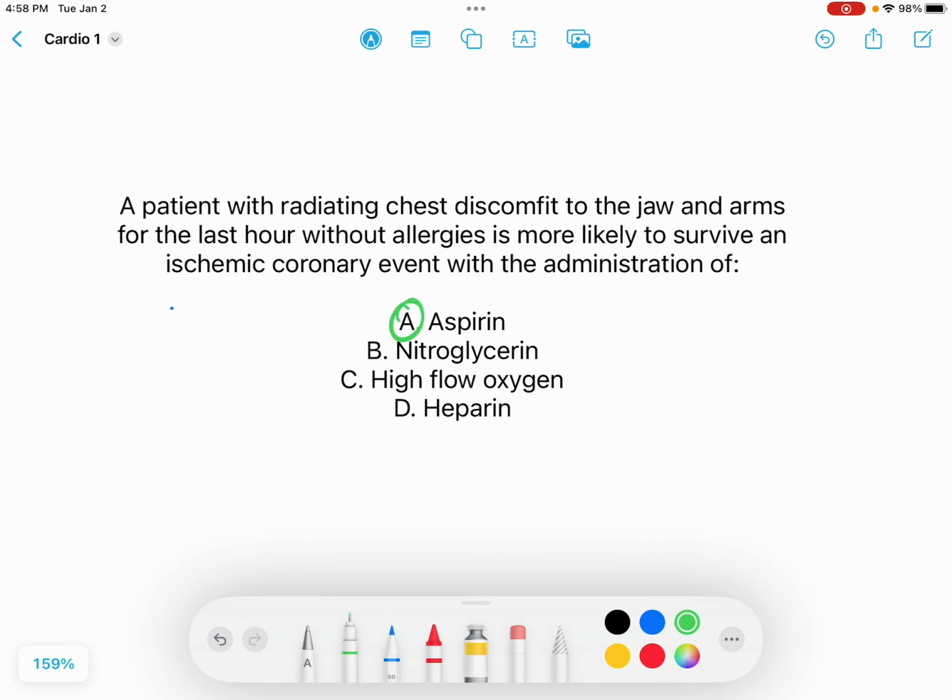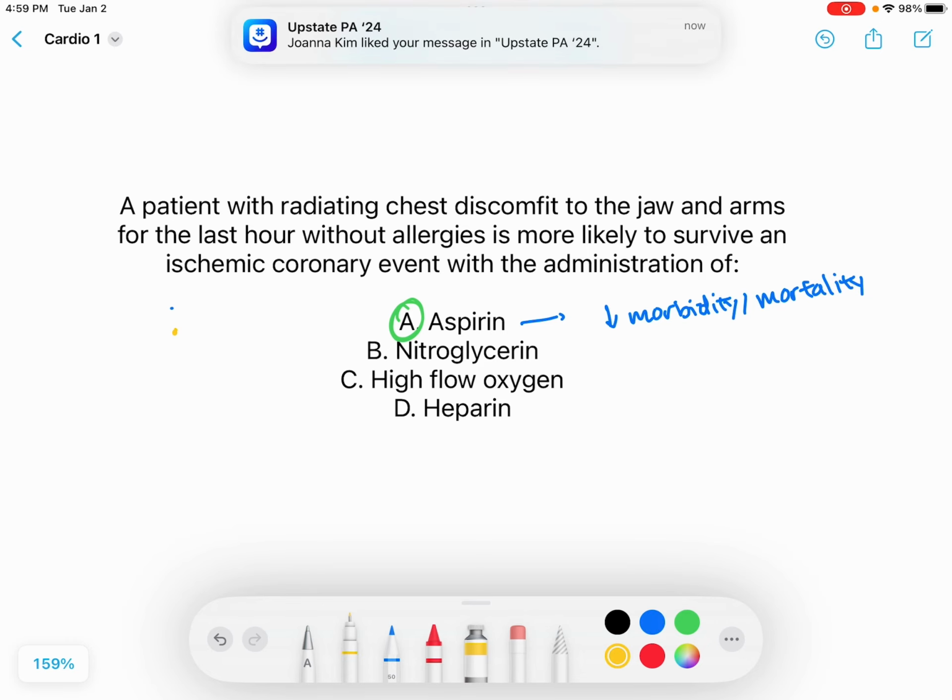So aspirin is statistically known to reduce morbidity and mortality, meaning they tend to have less adverse issues after their heart attack, and they're less likely to die of a heart attack after being given aspirin. Why is that? Aspirin acts as a platelet inhibitor. We'll put this here in yellow. So it acts as a platelet inhibitor.